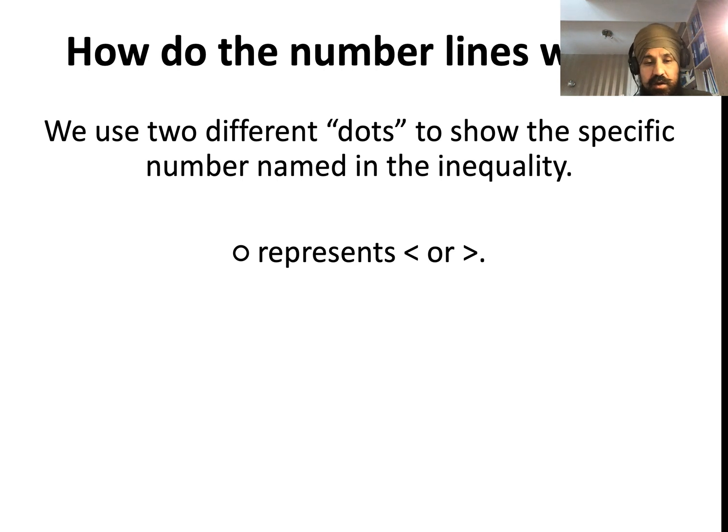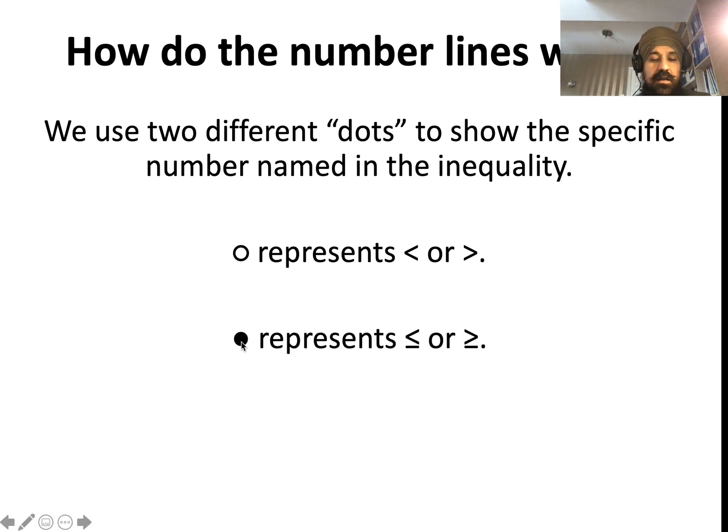Okay, if the dot is closed and colored, shaded in, it represents smaller than or equal to, or greater than or equal to. So I want you to copy this down, please, in your book. We use two different dots to show the specific number named in the inequality. An open dot represents something is smaller than or greater than. A closed, shaded dot represents smaller than or equal to, or greater than or equal to. Let's look at examples to make it clear.